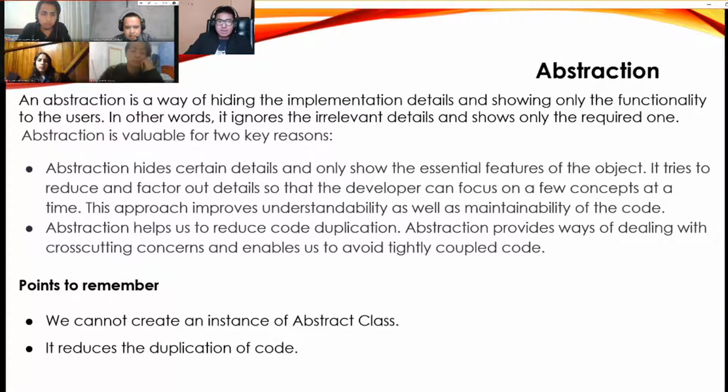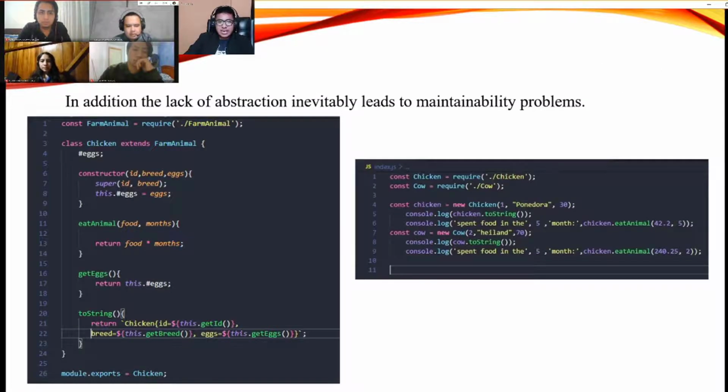Two points to remember: we cannot create an instance of an abstract class, and it reduces duplicate code. Another point is that the lack of abstraction inevitably leads to maintainability problems. In that example we can see that abstraction is well applied, since we don't find duplicate or unnecessary code. That is the most important part of abstraction.